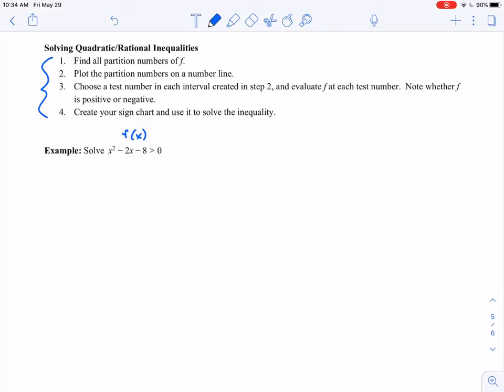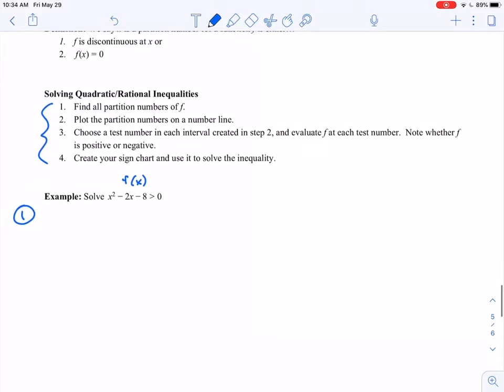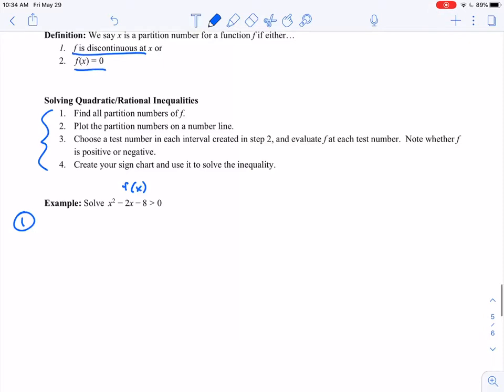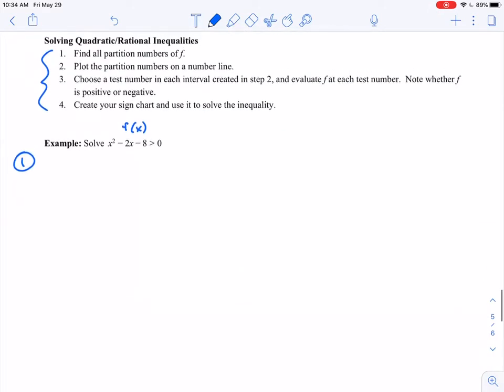So step 1 says I want to find all partition numbers of f. And remember, partition numbers are places where your function is either discontinuous or equal to 0. I'm going to start with equal to 0 here because I think that's a little bit easier for us to manage. So I'm going to take my function x squared minus 2x minus 8, set it equal to 0. We'll solve this equation here.